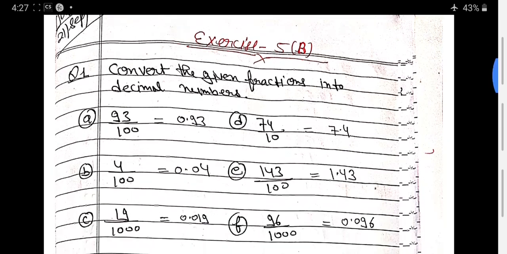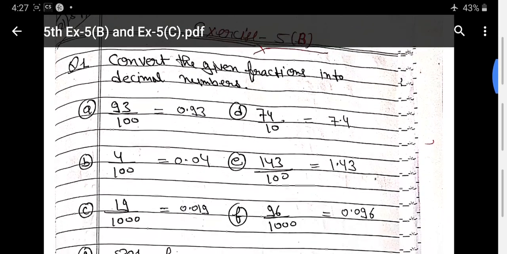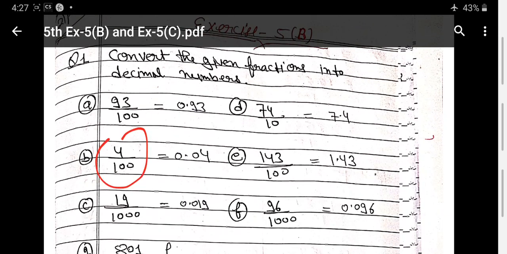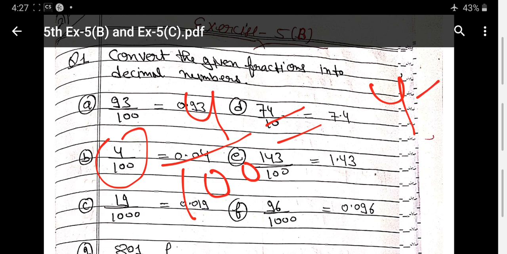Okay, now 4 upon 100. Just write here 4 upon 100. You have to put the decimal after two digits. So one digit is here, but the second digit is not present, so you have to add a 0 from your side. Now this has become two digits. Now put the decimal, but we never write the decimal alone, so we have to write a 0 from our side.